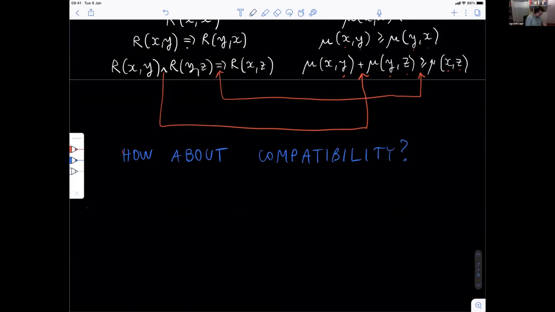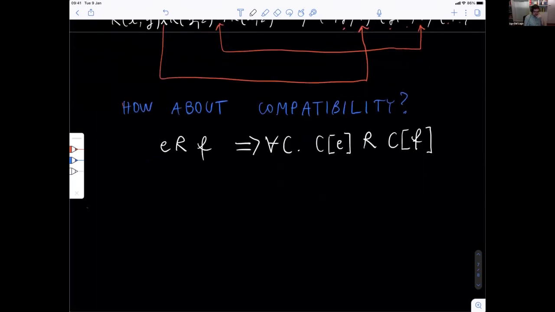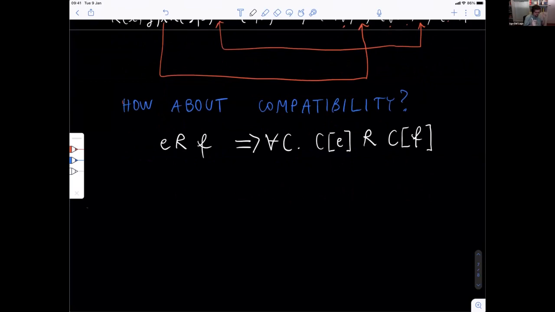In relational reasoning, in purely relational reasoning, compatibility can be seen as the following condition. We spell it out differently, of course. If you have two terms, E and F, which are in relation, and you choose any context C, then also C[E] and C[F] must be in relation. This is the base of compositional reasoning, and we were taking it as a crucial property of our notion of program equivalence and refinement from the very beginning. But how about the same thing when R is replaced by U?